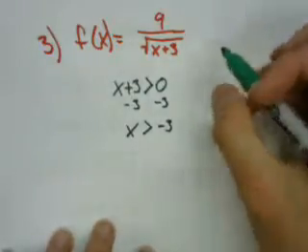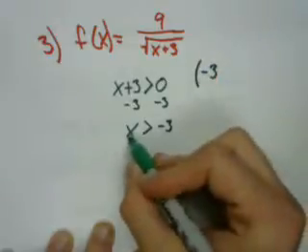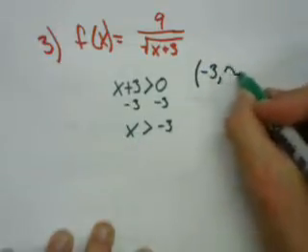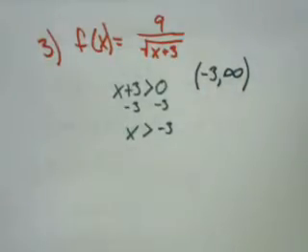Okay, so this would just be a case where I'd have a parenthesis, negative 3, and it can get bigger. So it goes off to infinity. So it's just like the last one, but we can't have it equal in this case because that caused division by 0. So I place a parenthesis when I write my interval notation.